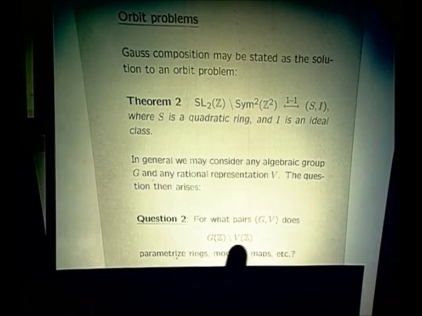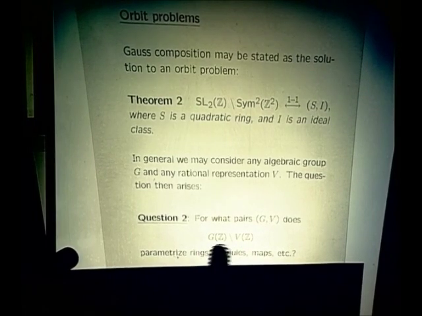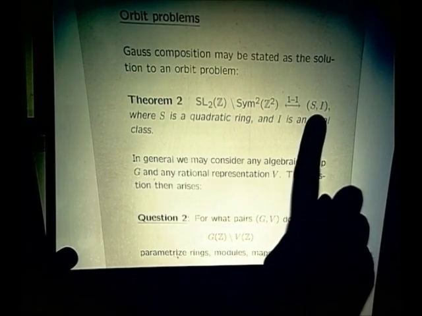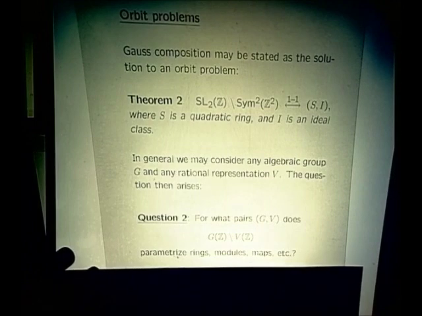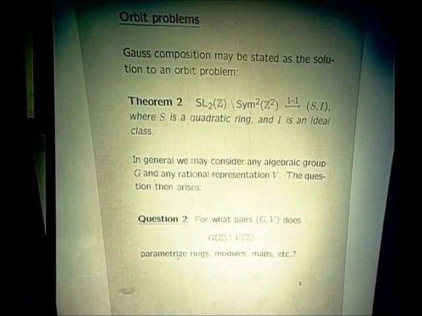So for example, when V was the space of binary quadratic forms and G was SL2Z, then what we were parametrizing was ideal classes in quadratic orders. Okay, so Gauss composition gives one solution to a particular case of V and G. Well, it's still a pretty vague question. And the main question that arises first is, where do you look for more such representations?